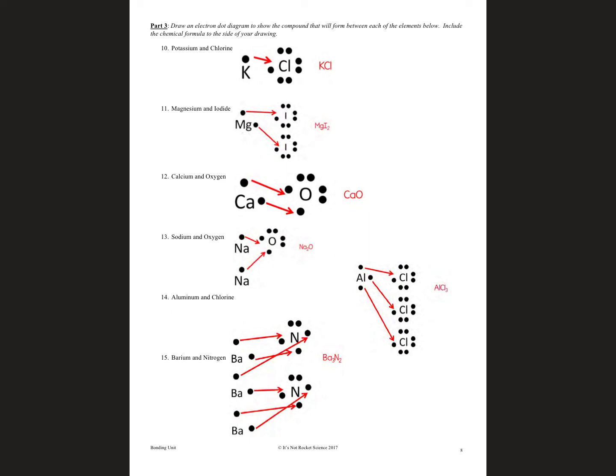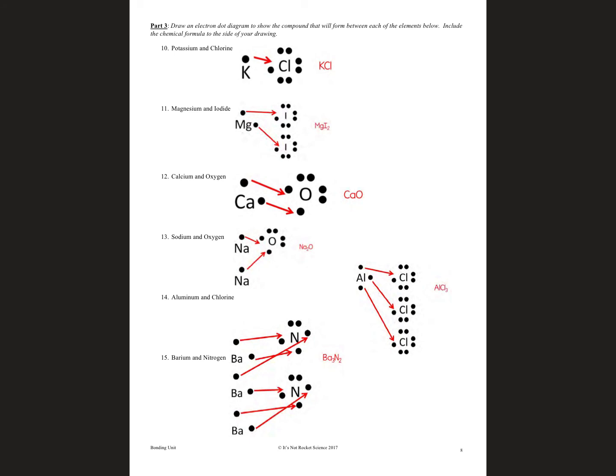Aluminum and chlorine. Aluminum has 3. Chlorine has 1 open spot, so we're going to use 3 chlorines to take those 3 electrons from aluminum. And barium and nitrogen. Barium has, I'm sorry, 2, right? Nitrogen has 5, so we have to fill 3 nitrogen spots. We have the barium, so we're going to use 2.